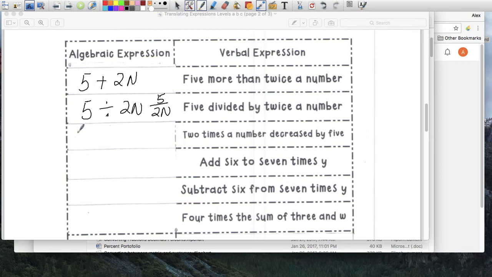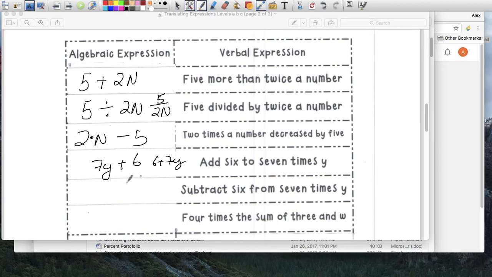Next one, 2 times the number. 2 times the number decreased by 5. Add 6 to 7 times what? So you're going to do 7 times y. I'm going to add 6. Add 6 to 7 times. So 6 plus 7 times y, same thing. Remember, addition is commutative. So if I do 6 plus 7y, it's the same thing.